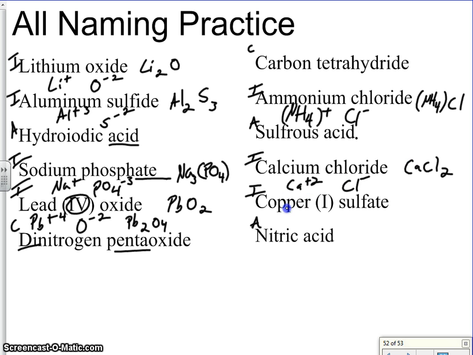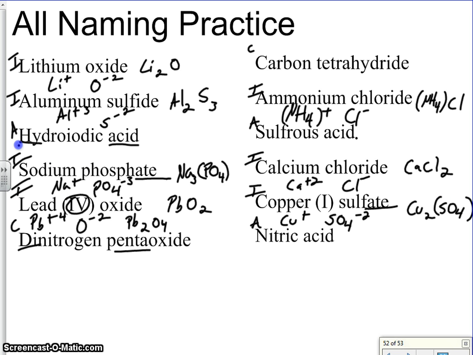And last but not least, copper 1 sulfate. That means we have Cu plus 1. Sulfate, ate again, tells us SO4, negative 2. Cross and swap, Cu2SO4. Okay, so that's all our ionics. Let's go back and grab our acids.